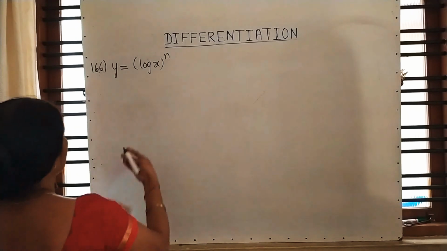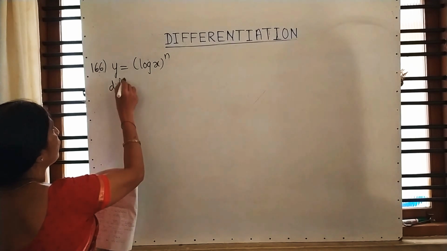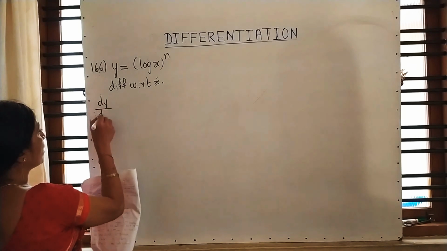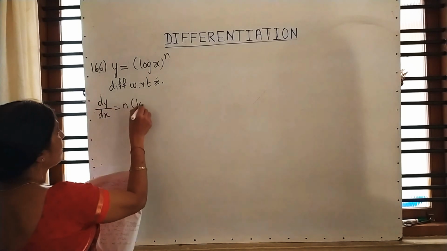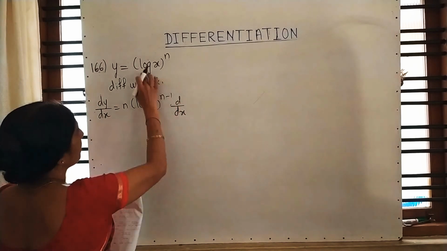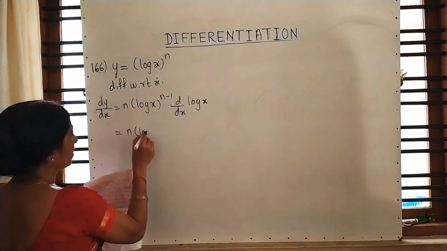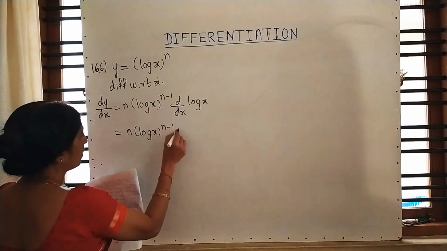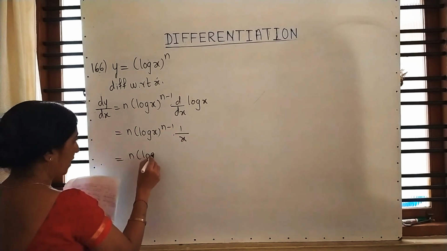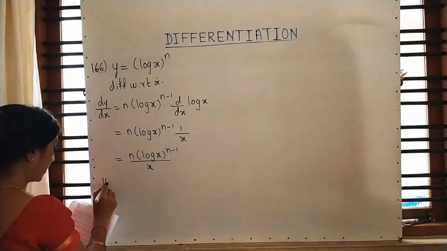See students, the next example is y is equal to log x to the power n. So again it is in the form of x to the power n. dy upon dx is equal to n log x raised to n minus 1. After power what is remaining? Remaining is log x. N log x raised to n minus 1 into differentiation of log x, which is 1 by x. You can write like this. Correct or what?